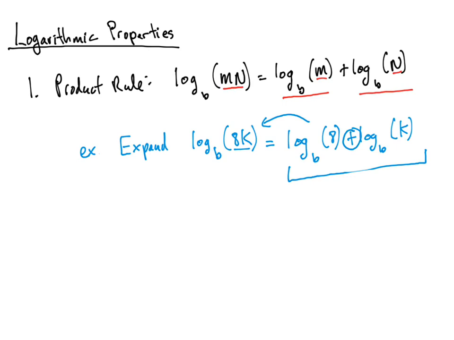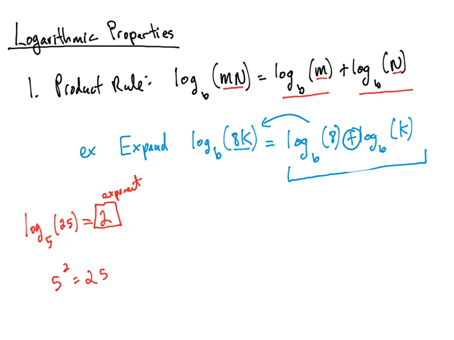The reason that the product rule works is that logarithms are closely tied to exponents. Anytime we have a logarithmic expression like log base 5 of, let's say, 25, that is equal to 2 because 5 squared is equal to 25. What we want to remember is that this value over here is an exponent. So logs always equal exponents.